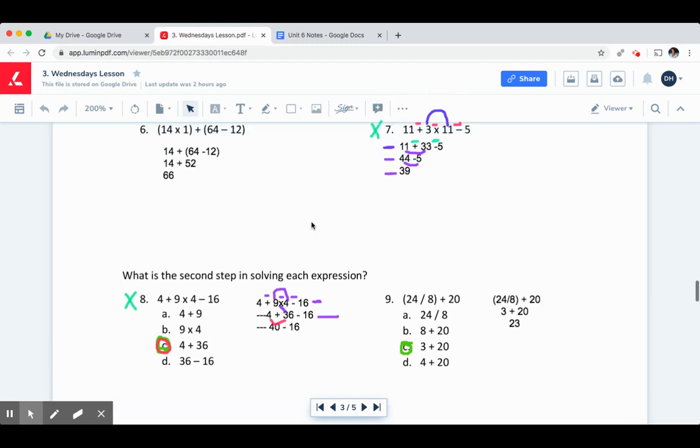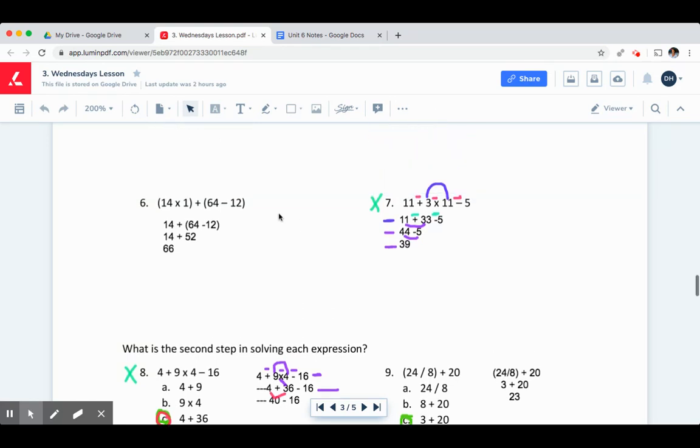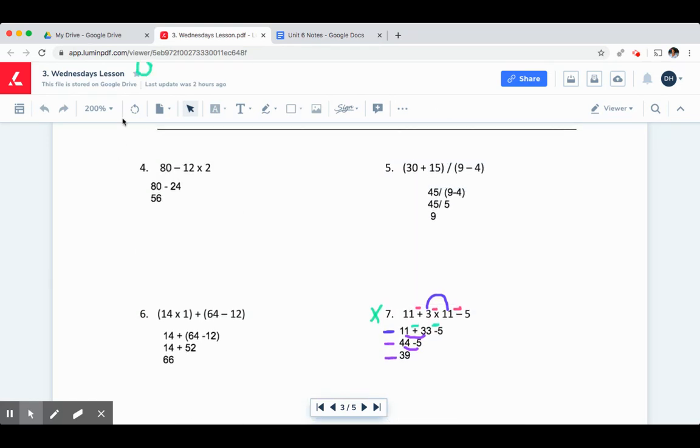Today's exit ticket quiz secret code is CRUNCH, C-R-U-N-C-H.